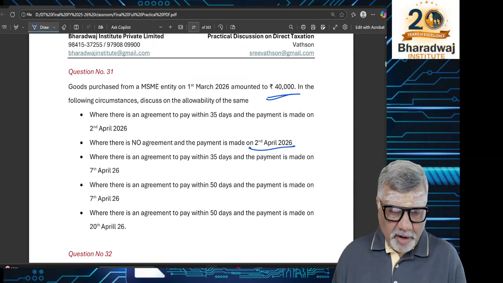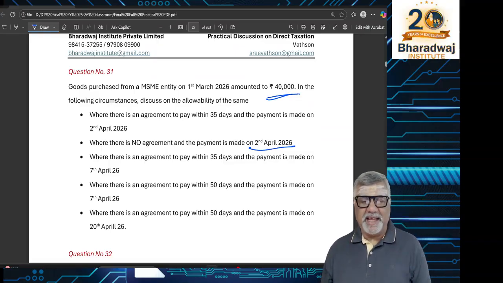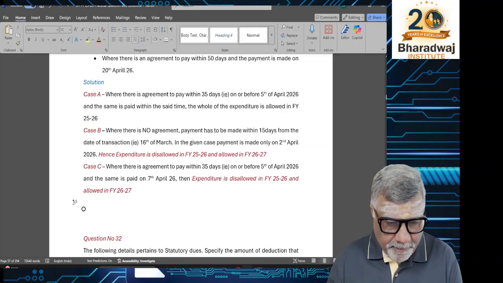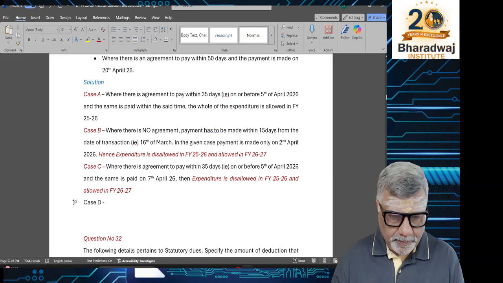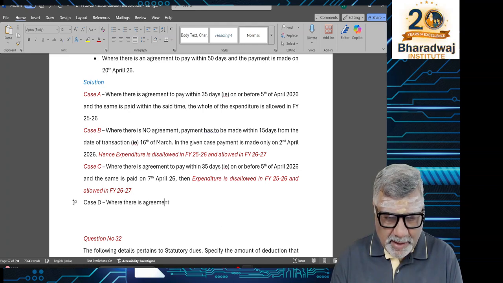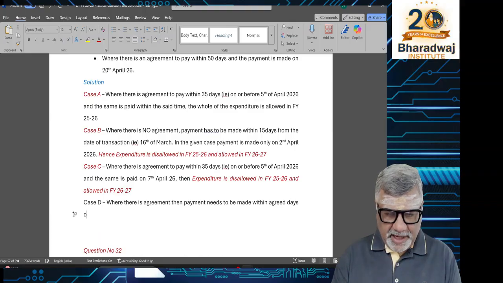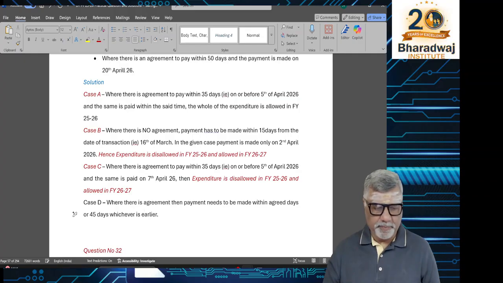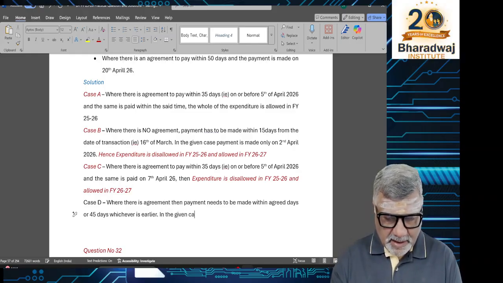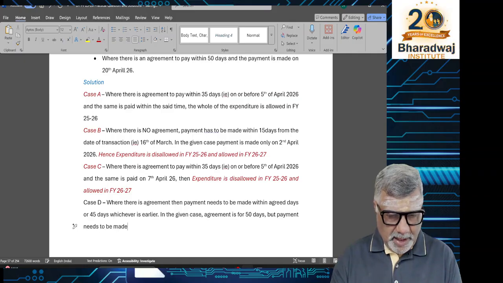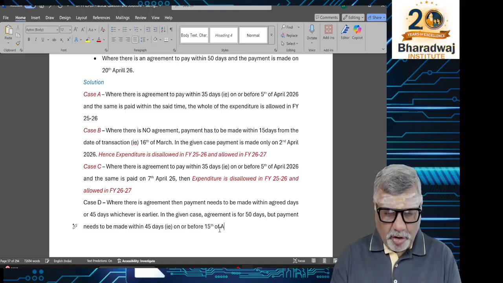Case D, where there is an agreement to pay within 50 days. Where there is an agreement, payment needs to be made within the agreed days or 45 days, whichever is earlier. In the given case, the agreement is for 50 days, but payment needs to be made within 45 days. That is on or before 15th of April.